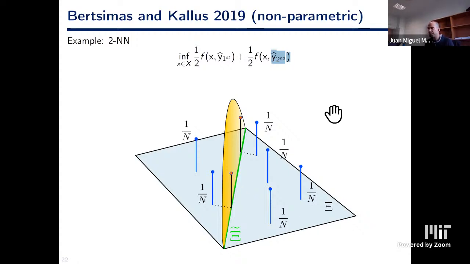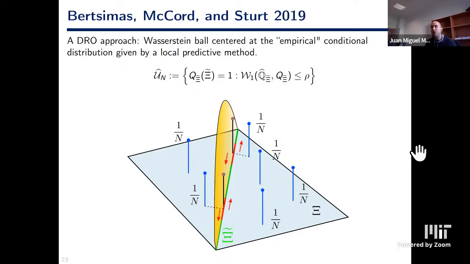empirical distribution. For this reason, in another paper also by Bertsimas, McCord, and Sturt, they propose to minimize over the worst case conditional distribution within a Wasserstein ball of radius rho that is centered on the 2 points given by the 2 nearest neighbors that we had before. So the idea is that since we know that this 2-point distribution is going to be a very bad proxy of the real one, we do a distributionally robust optimization approach where we protect our decision against all the distributions within a Wasserstein ball whose center is given by the 2 orange points.